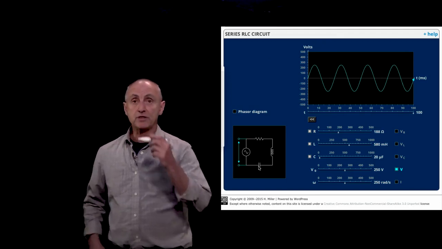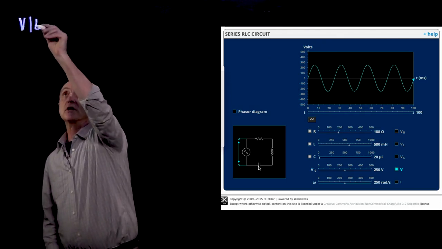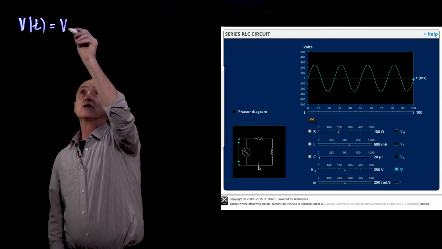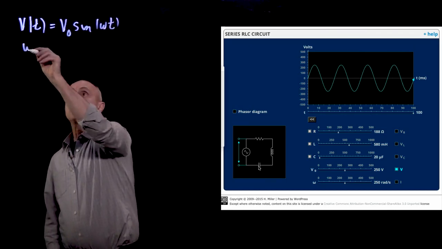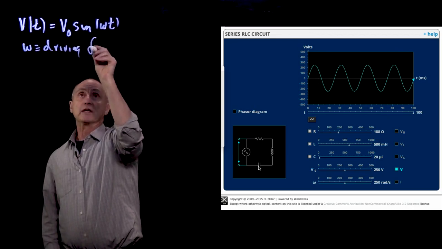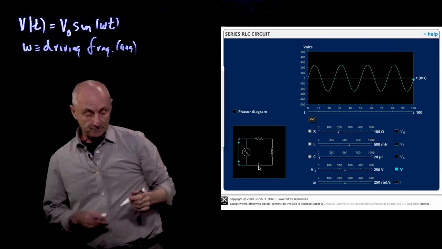So we'll begin with describing some functions for the alternating voltage source. When we write our voltage source as a function of time, we'll write it as V naught sine of omega naught t, where omega is what we call the driving frequency. And of course, when we write omega, it's always angular frequency.